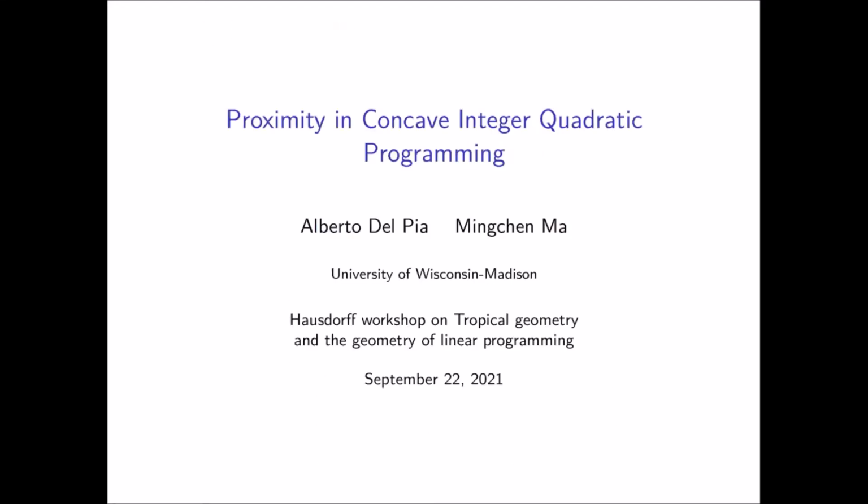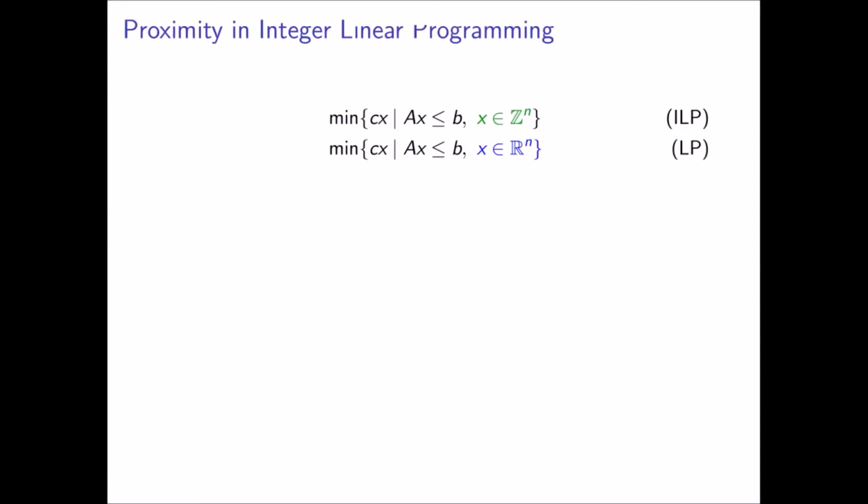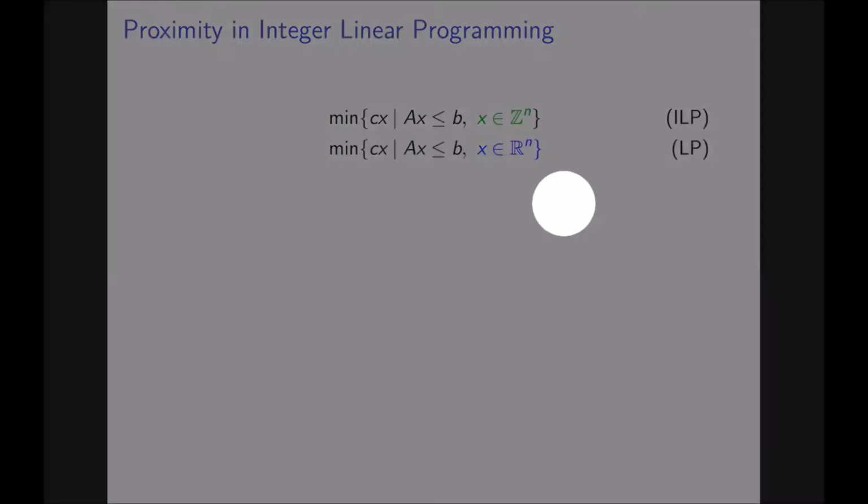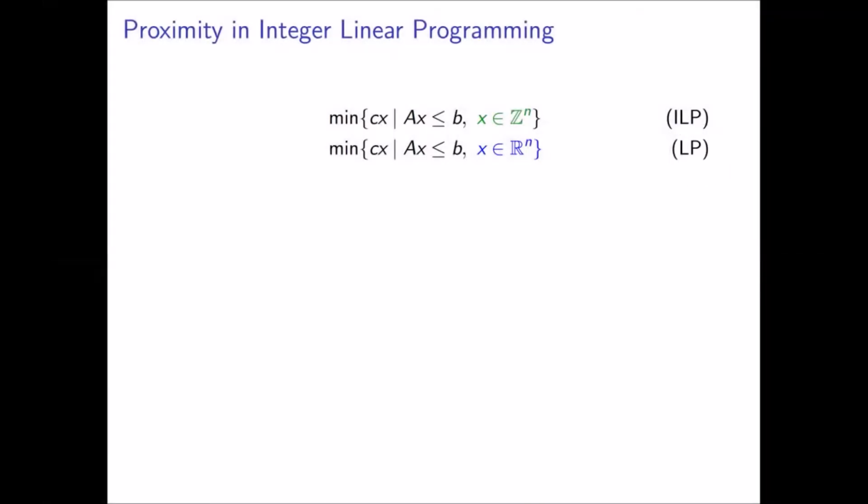Now, the relationship between an integer linear programming problem, ILP here, and its standard linear relaxation, LP, plays a crucial role in many theoretical and computational aspects of our field. For example, in cutting planes, perfect formulations, and branch and bound. Proximity results, in particular, study one of the most fundamental questions regarding this relationship. Namely, is it possible to bound the distance between optimal solutions to these two problems?